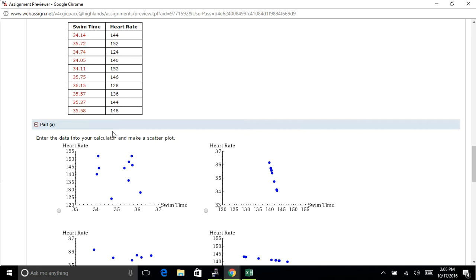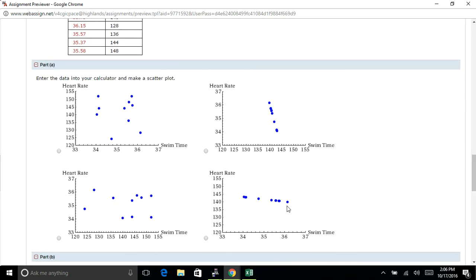I always start with the smallest. The smallest is 124, so 124 would be around 30.74. That looks good. And then I have another small one, 128. If I look at 128, that is 36. So that looks about right. I'm just going to make sure that this isn't right. So let's look at 35, 148, and no, that's not a good one. So I know it's this one.